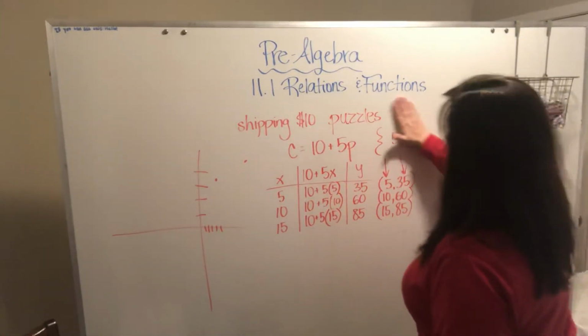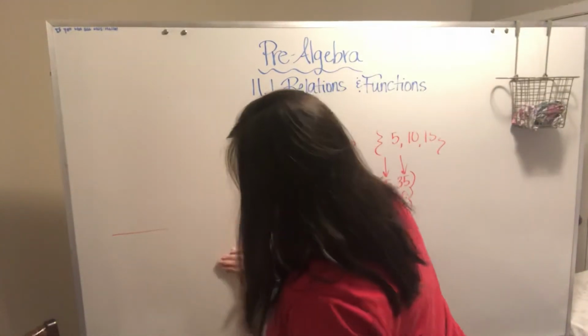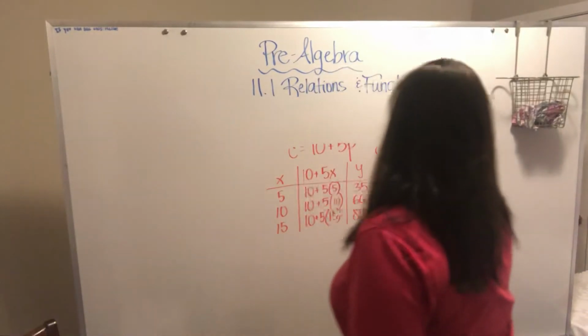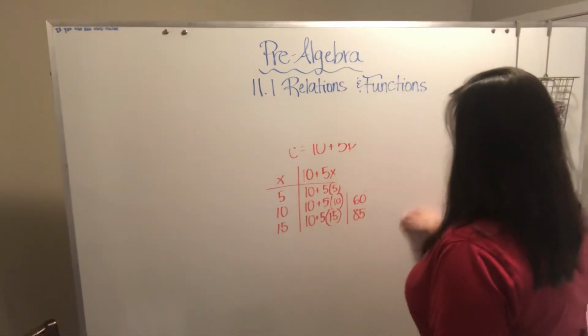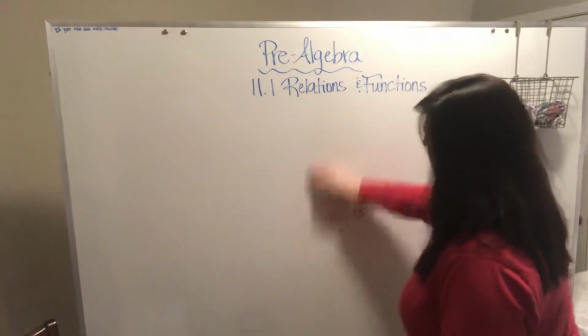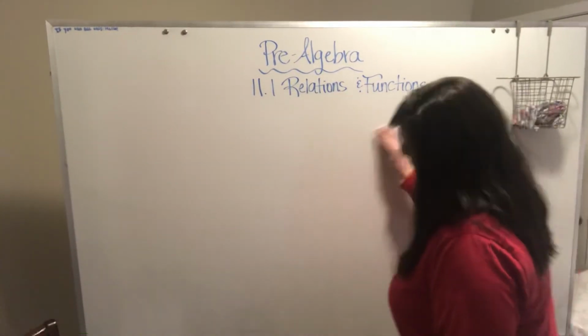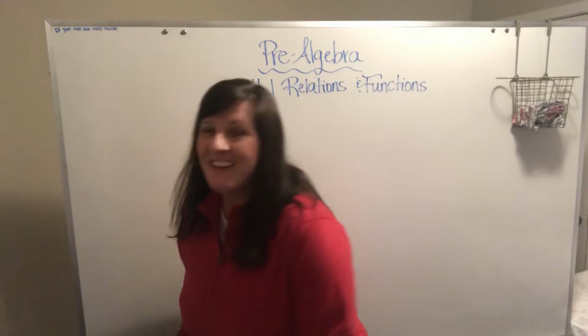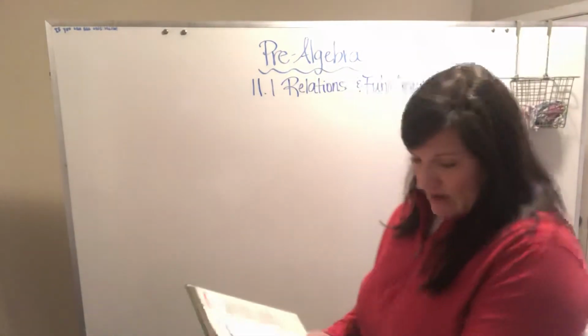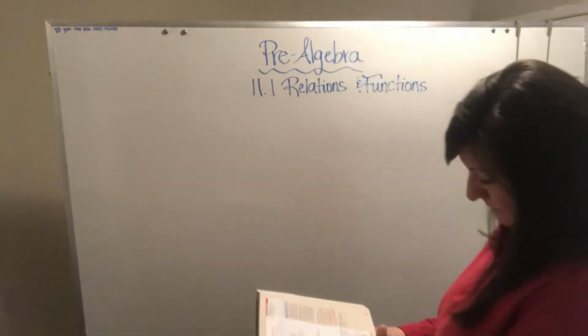So there's my puzzles example. They give you an example in your book, obviously. You go ahead and work through that. You can read very well on your own. All right, jump to example 3, writing a function rule.